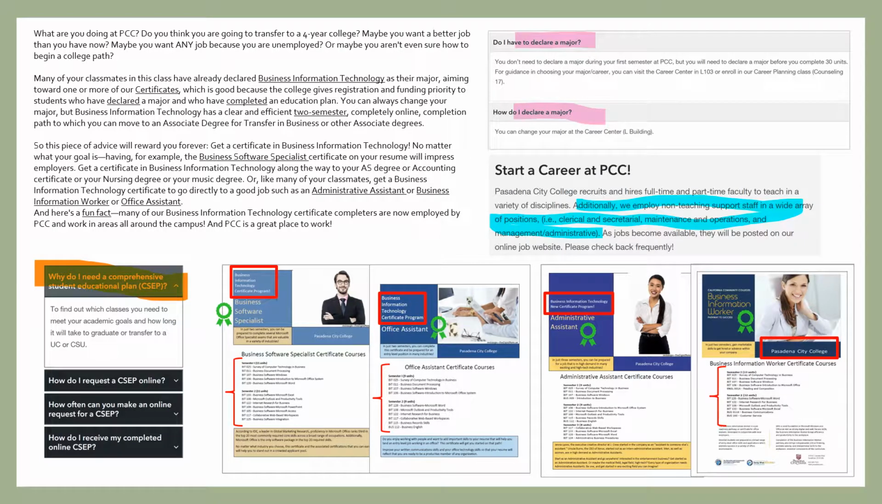And here's a fun fact. Many of our Business Information Technology certificate completers are now employed by PCC and work in areas all around the campus. And PCC is a great place to work.